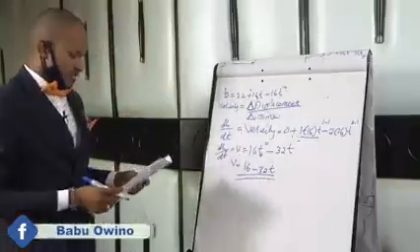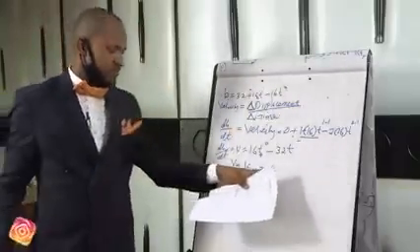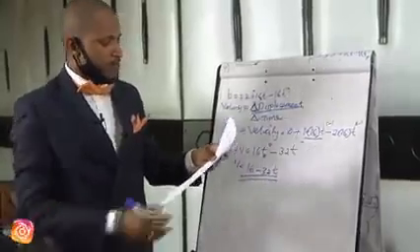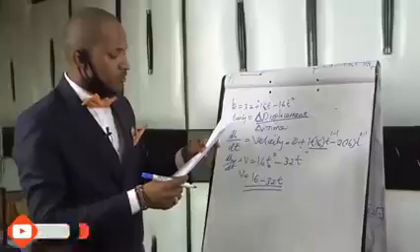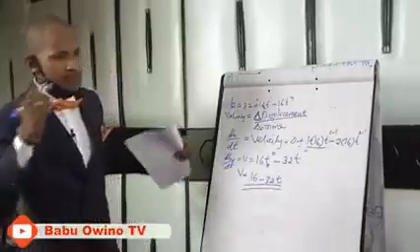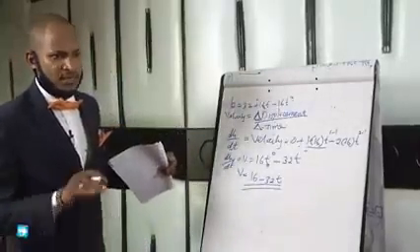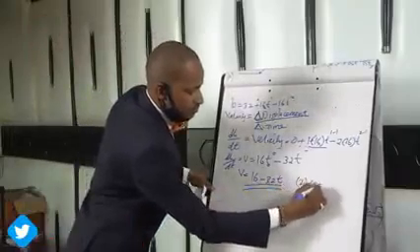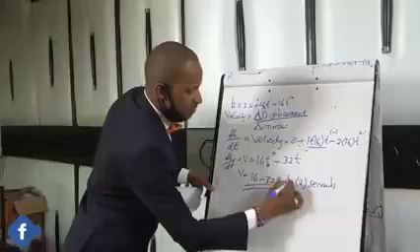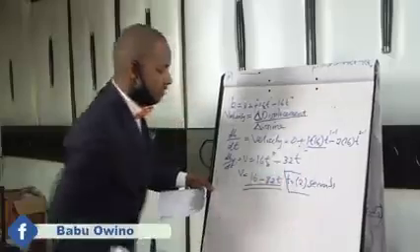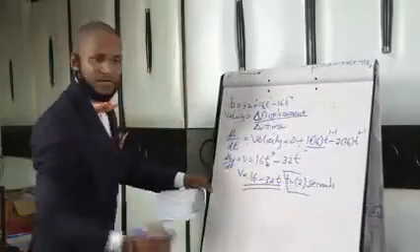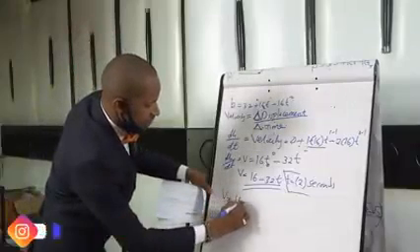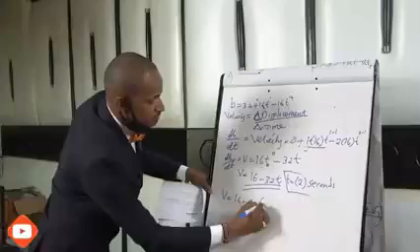But the question is telling us to find the value of this velocity at which he hit the water surface. But we remember that at the water surface, the time taken to hit the water surface was 2 seconds. So t is equal to 2 seconds. Where there is t, you replace it with 2. Therefore, velocity is equal to 16 minus 32 times 2 seconds.